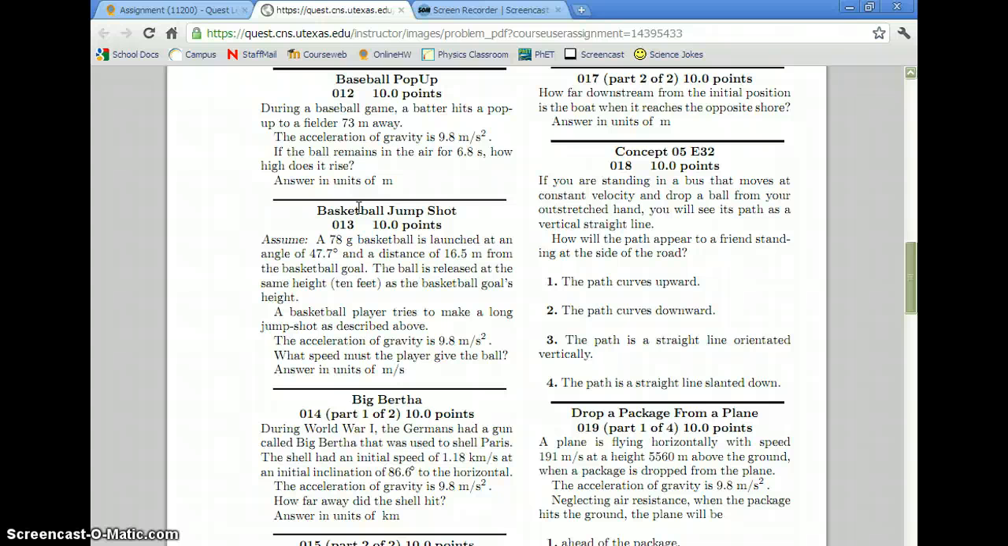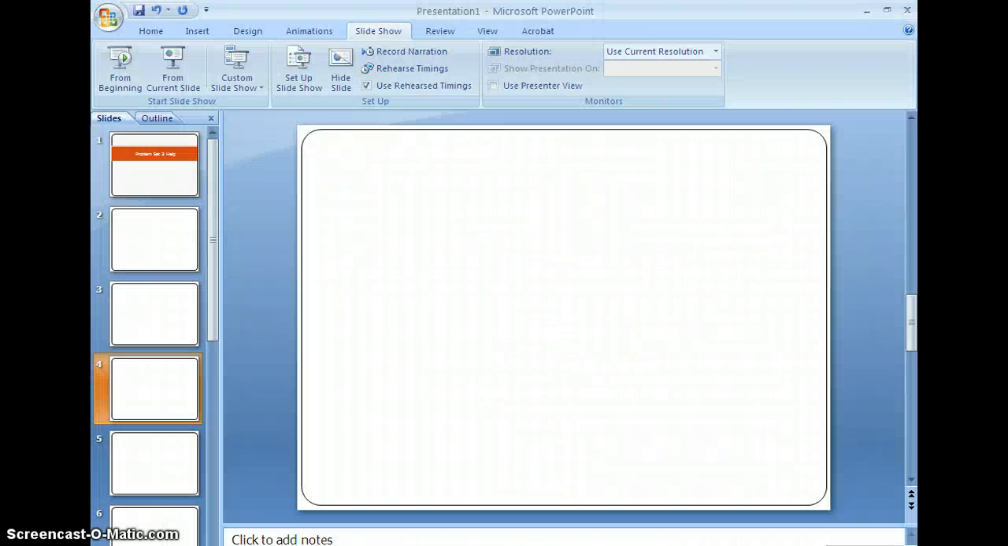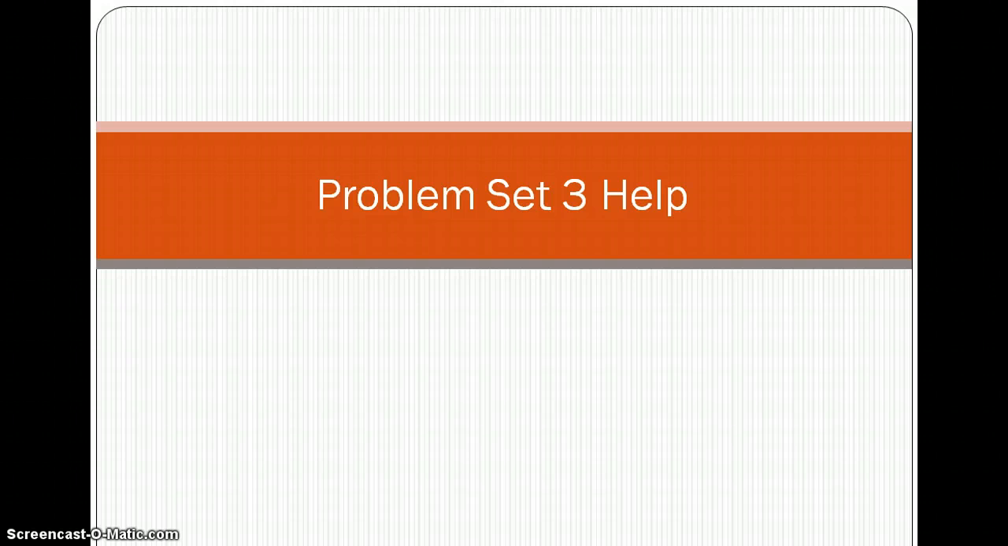All right, so the basketball jump shot problem is probably the hardest one on the entire problem set. And the reason why is because they only give us a couple of things. They're only giving us the angle at which this is going to take place and the range of the shot. Now, I'm going to go ahead and get a PowerPoint started here, and I'm going to pick some colors to work with.